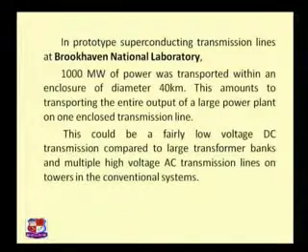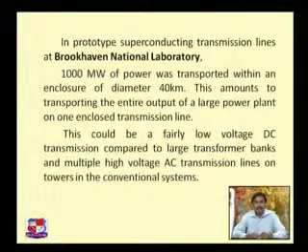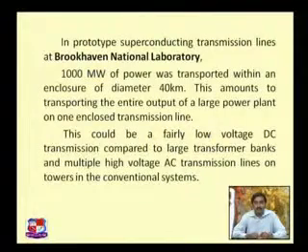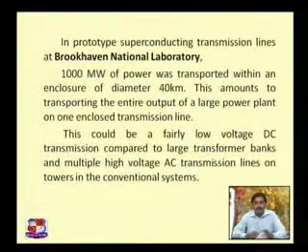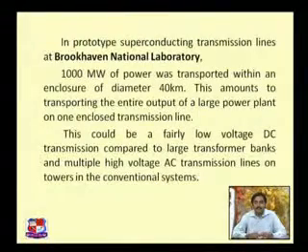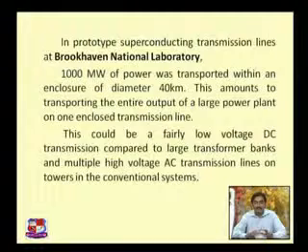They have made a prototype superconducting transmission line. Brookhaven National Laboratory set up such a thing, and they transported about 1000 megawatt of energy over 40 kilometers. If connected with the power plant, the total amount of energy generated there will be transmitted with the help of such a superconducting grid. And when it was compared with the normal arrangement, what kind of differences does it bring?